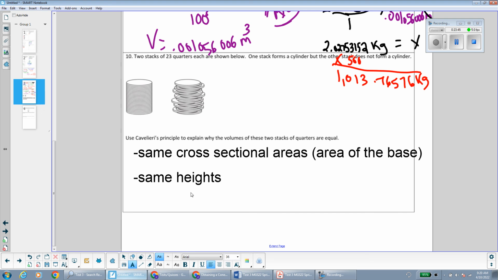So these are the two components of Cavalieri's principle to explain why a right solid and an oblique solid could still have the same volume: as long as the cross-sectional areas parallel to the base are the same, and the solids have the same heights, they will have equal volumes.